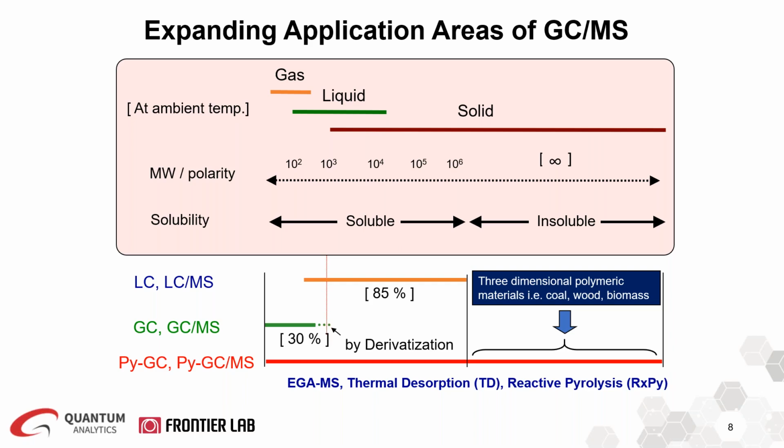So the entire range of organic compounds, from gases all the way to solids that are even insoluble in a solvent, can be analyzed by pyrolysis-GCMS. And that's really one of the advantages of the multi-mode pyrolyzer and how it can expand the capability of your GCMS instrumentation.